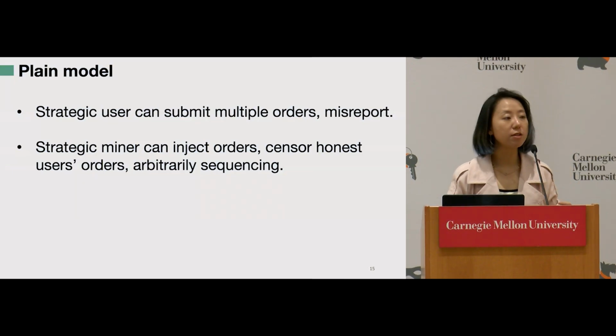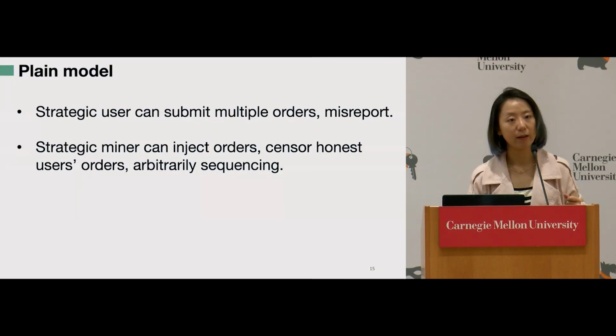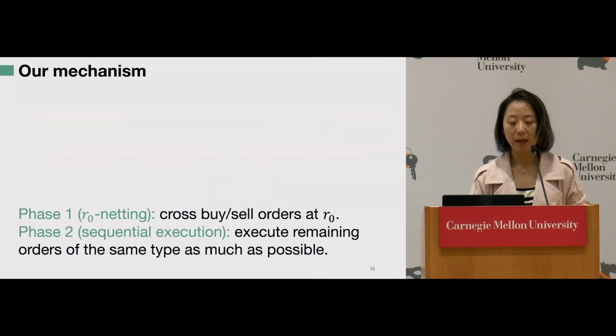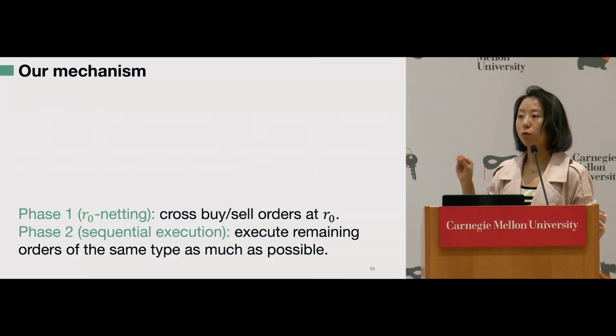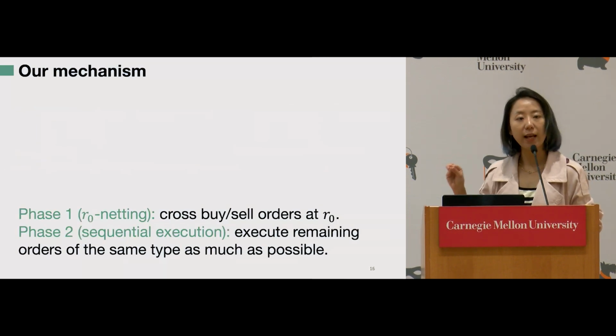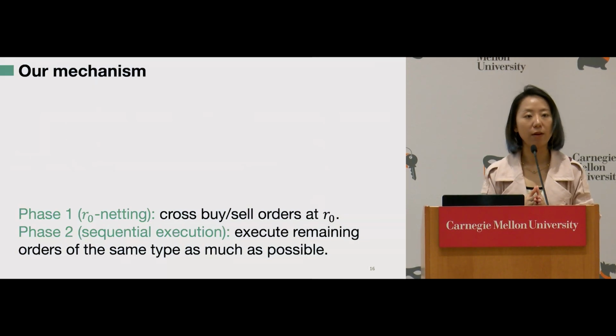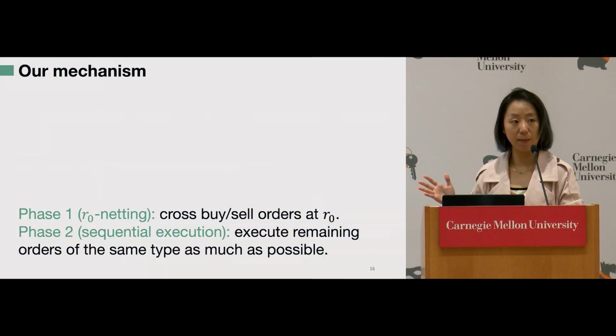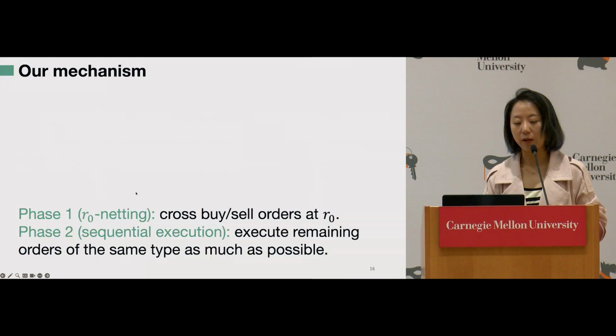So how does our mechanism work in the plain model? At a high level, it works in two phases. Phase one is a batch execution. It executes a whole batch altogether, and the invariant is maintained at the end of the execution of the batch. In phase one, we call it R0 netting.